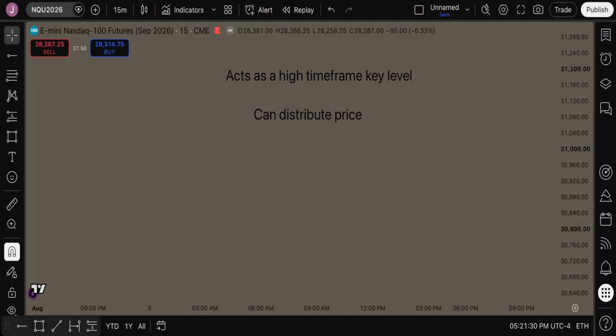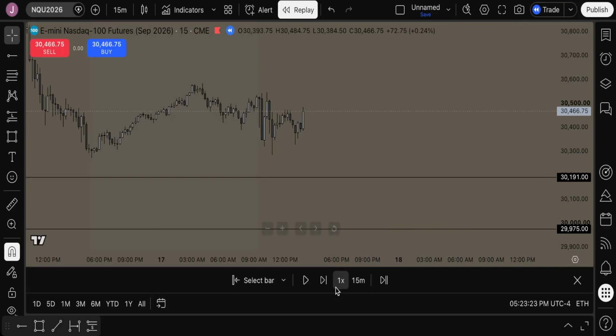Not only are these gaps a great DOL to target, but they're also a great distributor for price. In this example, we see price come down and mitigate the NWOG and then use it as a distributor to push price up significantly higher.